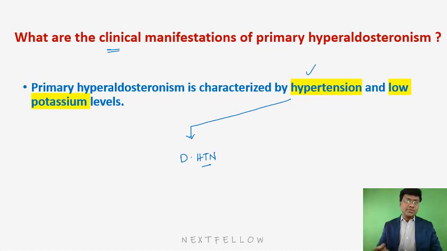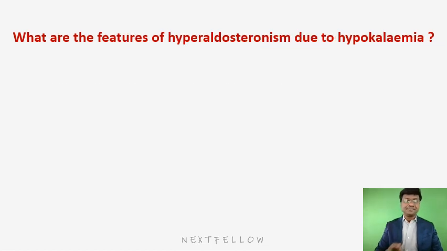And this aldosterone will cause the excretion of potassium. Thereby, the individual will have low potassium levels. So primary hyperaldosteronism is characterized by hypertension and low potassium levels. These are the clinical manifestations of primary hyperaldosteronism.